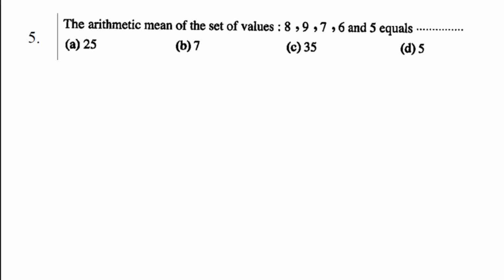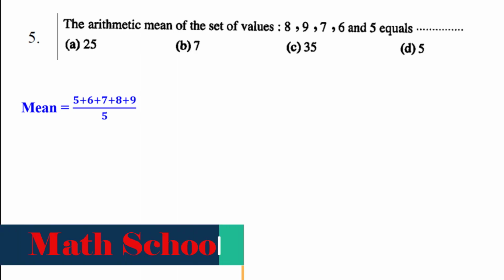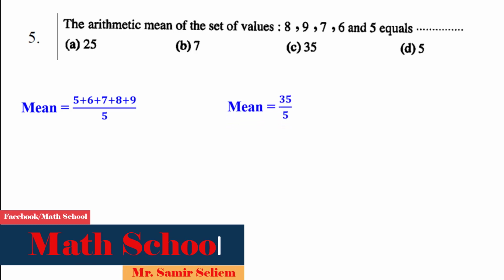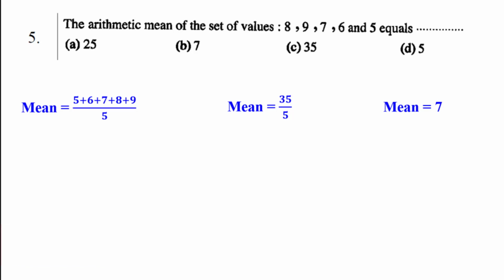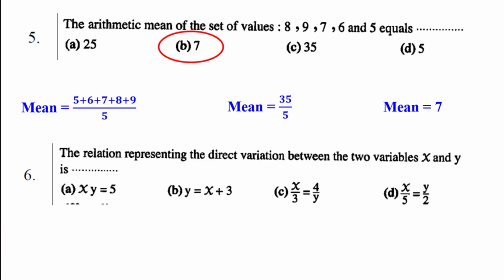Next, number 5, the arithmetic mean of the set of values 8, 9, 7, 6 and 5 equals what? We studied before that the mean equals the sum of all values divided by number of values. We have here 5 values. So mean equals 5 plus 6 plus 7 plus 8 plus 9 divided by what, guys? Divided by 5. So mean equals 35 divided by 5. So mean equals 7.